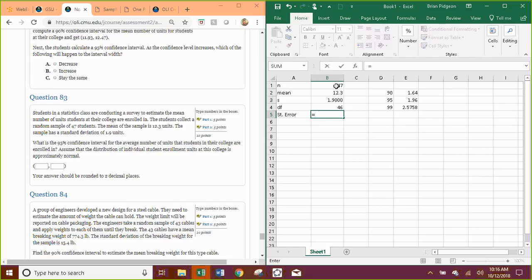We then need to compute the standard error, or the standard deviation of the sampling distribution, and that is s divided by the square root of n.